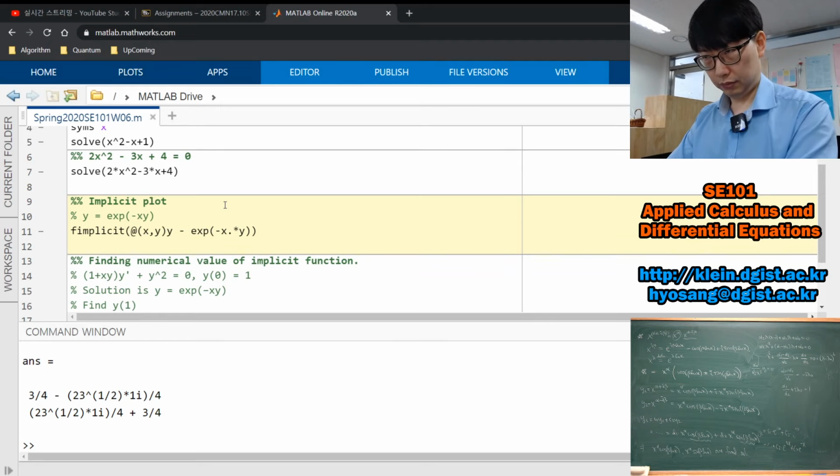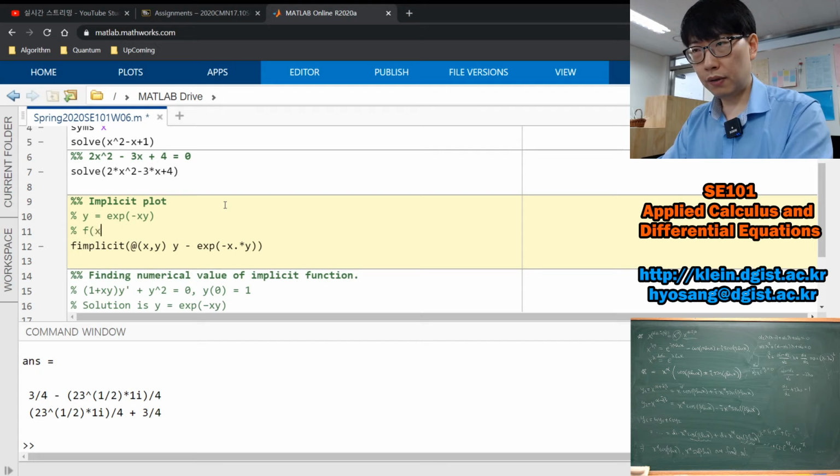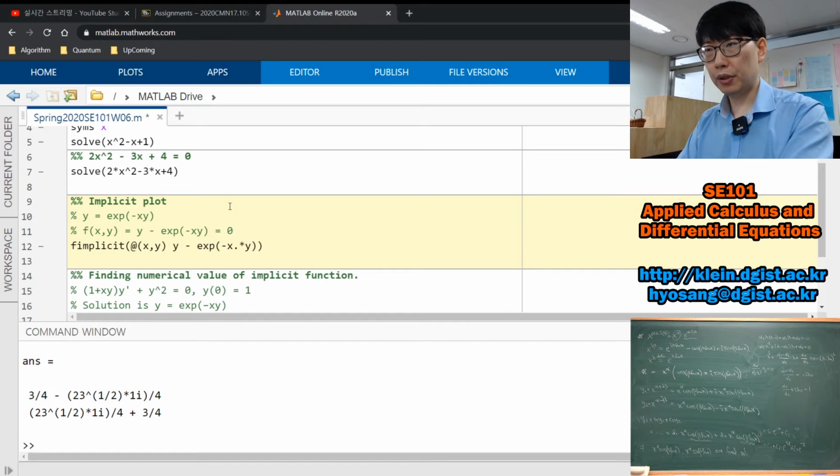If you want to plot an implicit function, you can use the fimplicit command, and what comes next is the anonymous function having two variables inside. So you have x and y defined as independent variables, and what you are actually plotting is the graph of f(x,y), which is y minus exponential of minus xy, when this becomes 0.